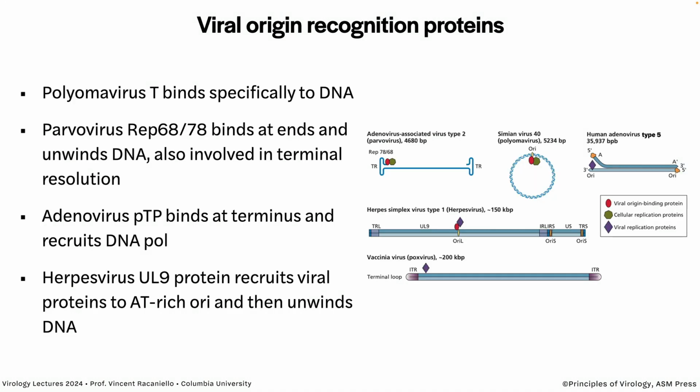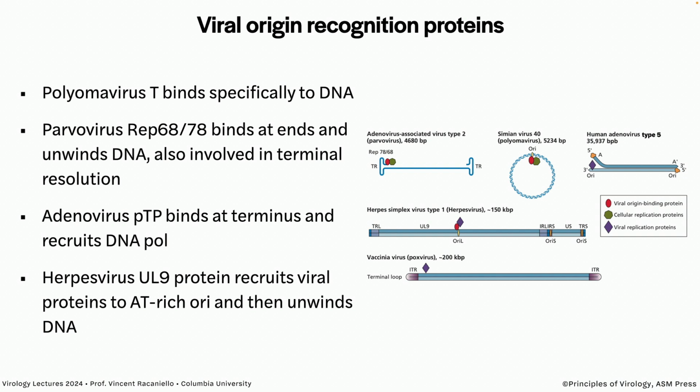So for some reason, the origin sequences and those for transcriptional regulators overlap. Maybe it's to keep the information compact. These origins are recognized by viral origin recognition proteins. We talked about T antigen, which binds to the origin. The parvo Rep68 binds at the ends, and it nicks and helps unwind the DNA.